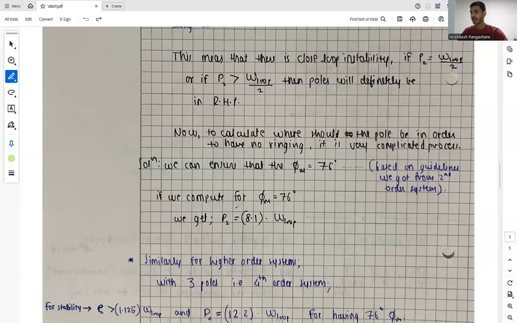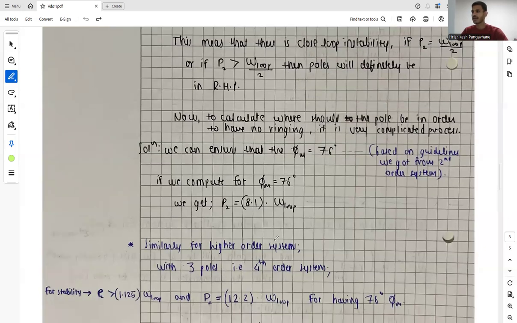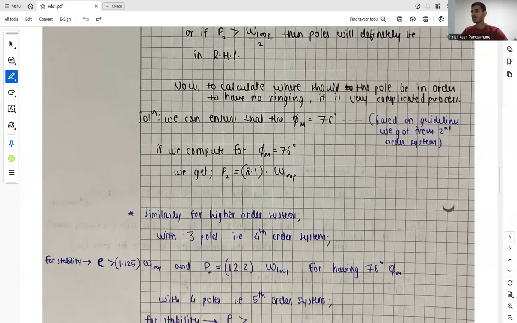And as we know, in our third order system, there are two poles. So one pole contributes 1/4 of its omega loop time delay. So basically, two poles will be contributing 1/8 of the total time delay, and that's how we can state that P2 equals 8.1 times omega loop. We get this condition after considering the phase margin to be 76 degrees.